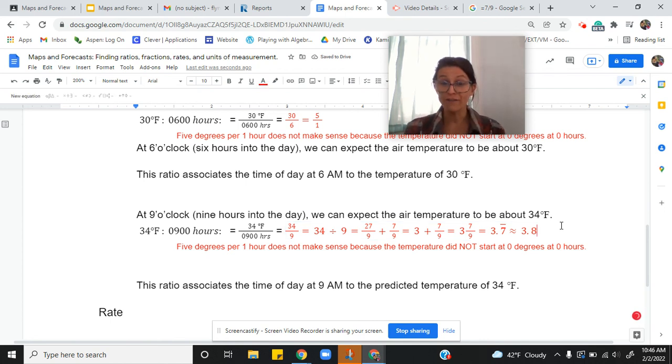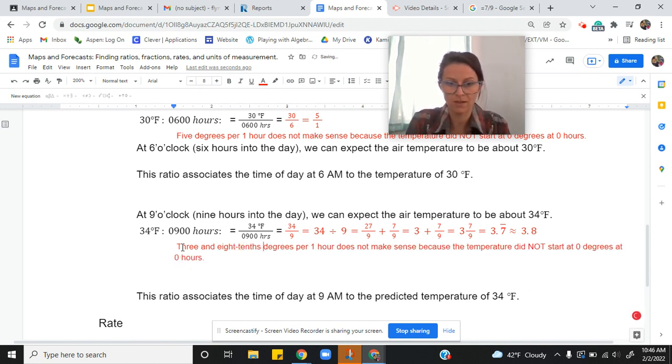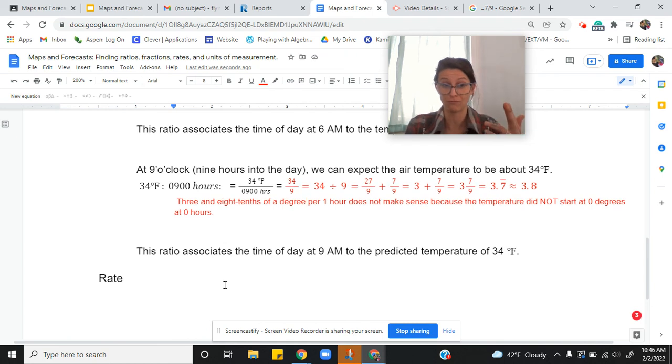Okay. All of that just to say it doesn't make sense because we're not increasing 3 and 8 tenths of a degree per hour. That's not what this is saying because we didn't start at 0, 0. Okay, so all of that just to get to rates. I'm going to stop this video, and then the next video will be about rates.